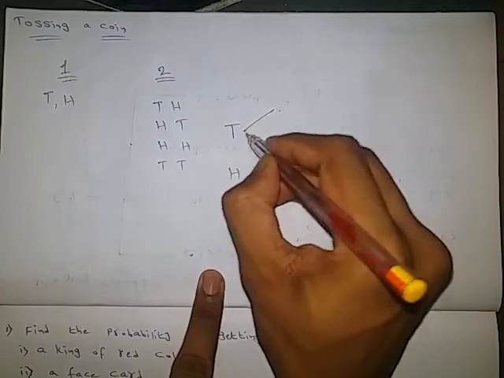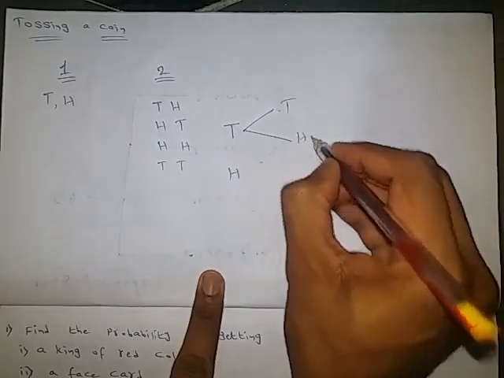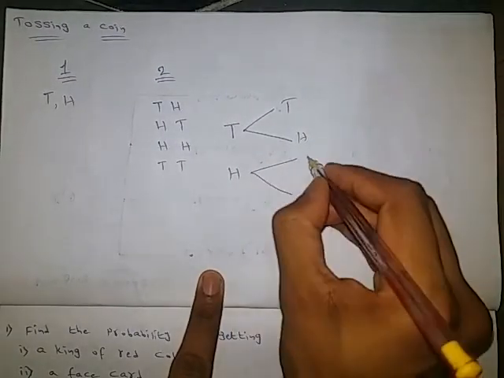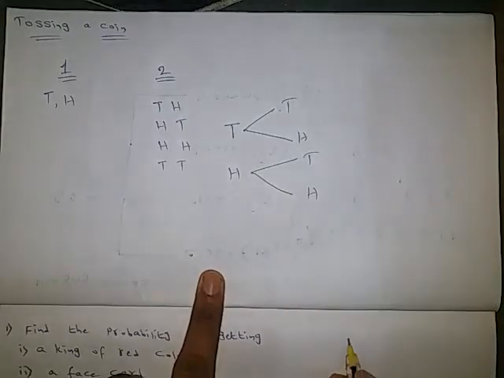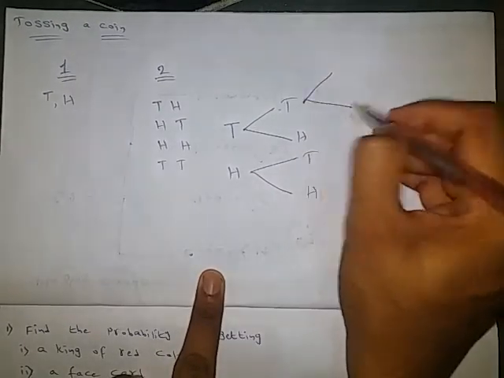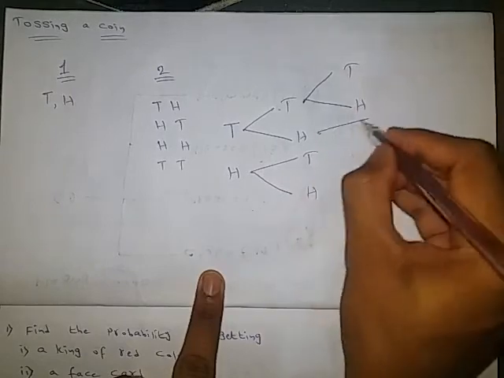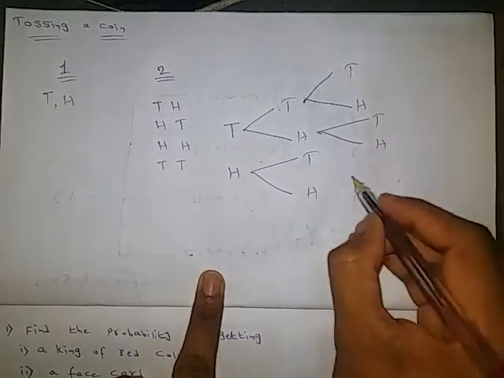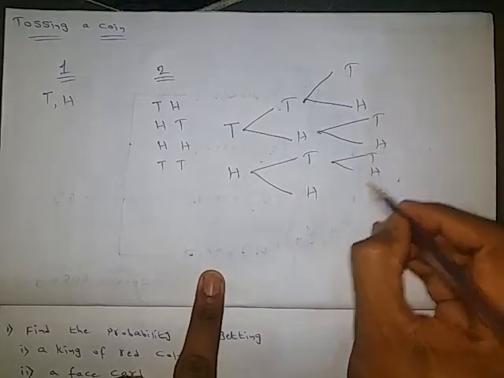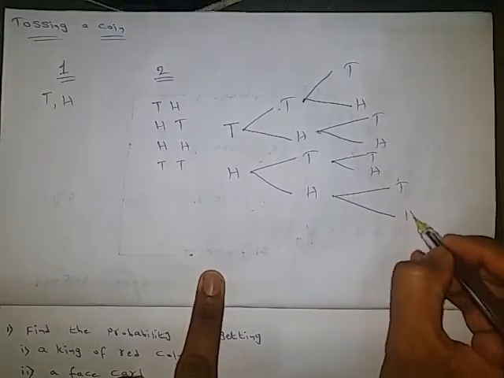Then for tail make 2 arrows and write again tail, head. Again for head also make 2 arrows and again write it as tail, head. Again for this T, 2 arrows, tail, head. Again for this H, 2 arrows, tail, head. For T, 2 arrows, tail, head. For head, 2 arrows, tail, head.